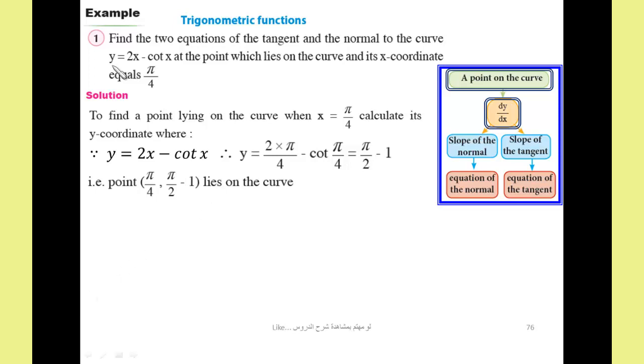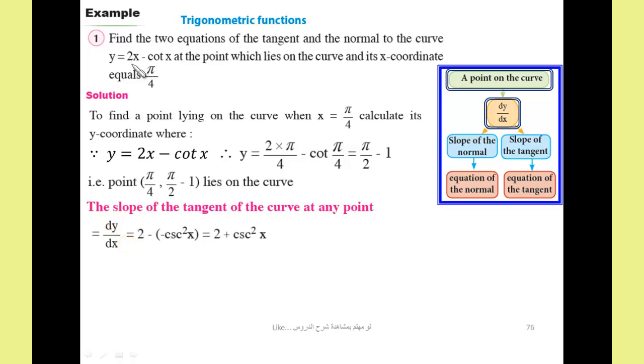We have the equation of the curve y equals 2x minus cotan x, and the first derivative dy/dx will calculate the slope. So the slope of the tangent of the curve at any point, dy/dx, equals the derivative of 2x, which is 2, minus the derivative of cotan x, which equals negative cosec square x. So dy/dx equals 2 minus negative cosec square x, which equals 2 plus cosec square x.